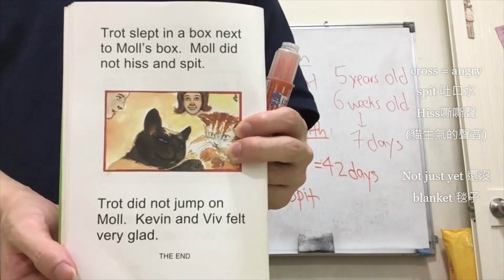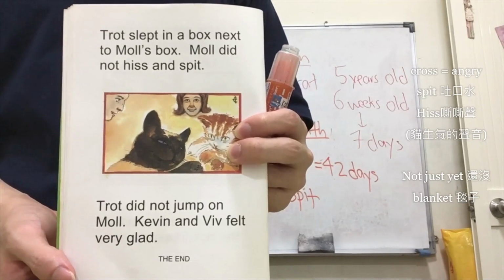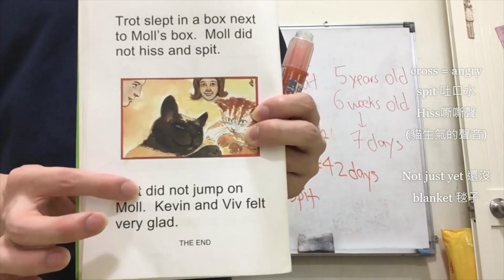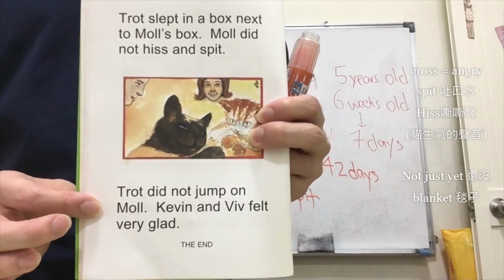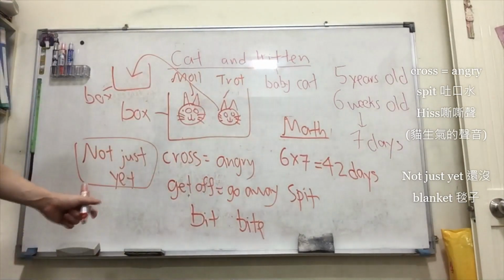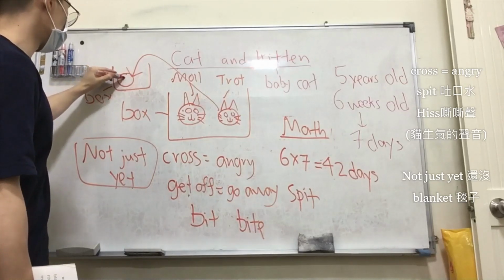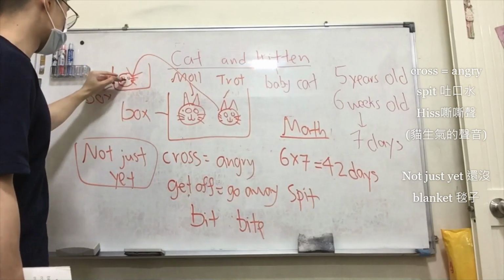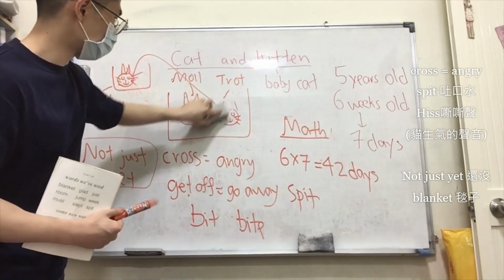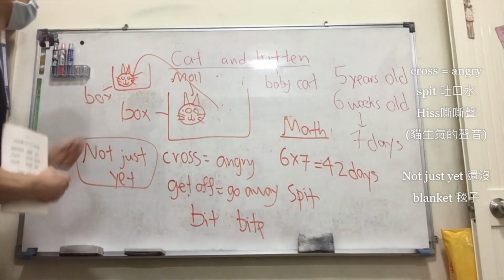Alright? So Trot slept in a box next to Moll's box. Okay? Moll did not hiss and spit. Trot did not jump on Moll. Kevin and Viv felt very glad. Okay? So in the end, Trot moved to this box, right? Trot is no longer here. Trot is here.